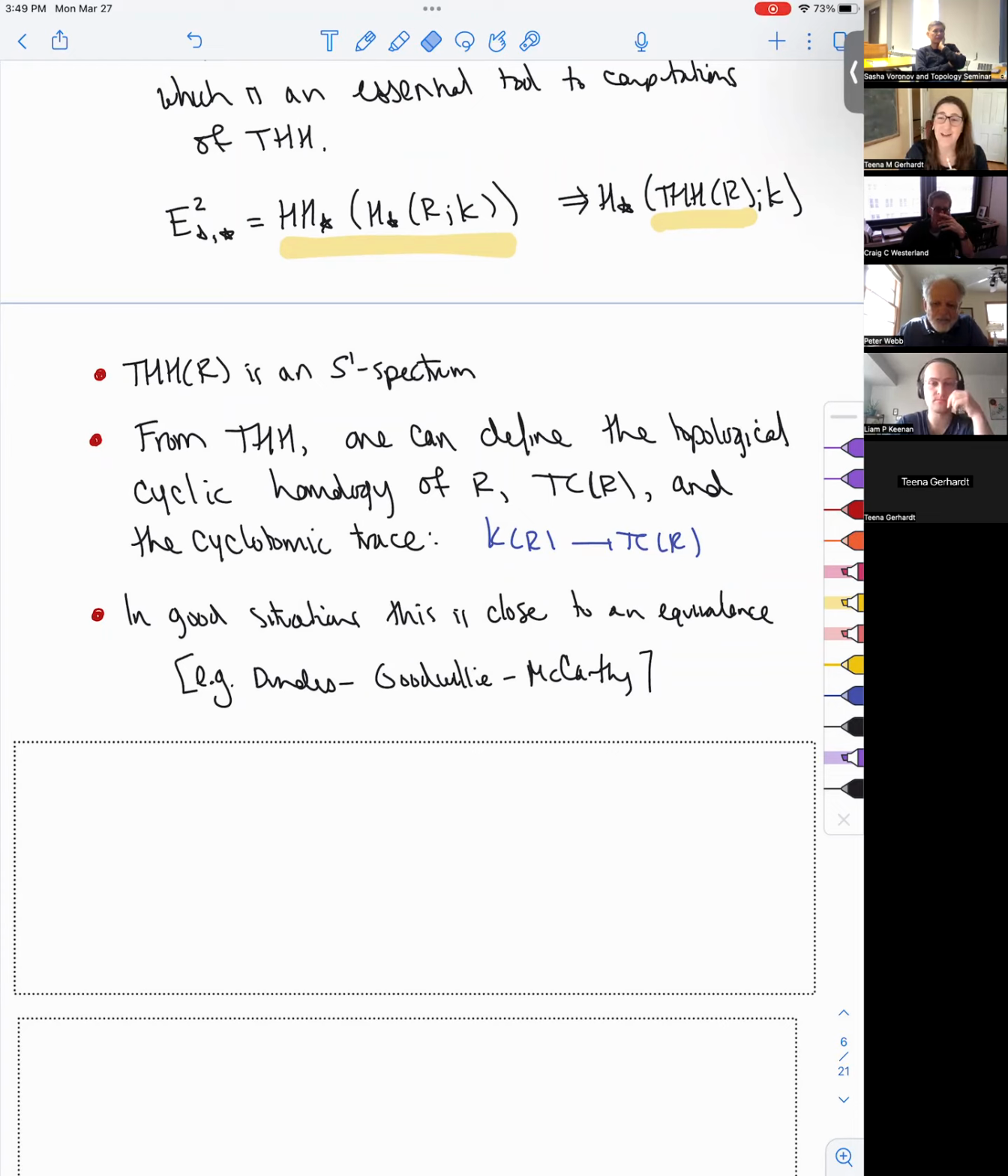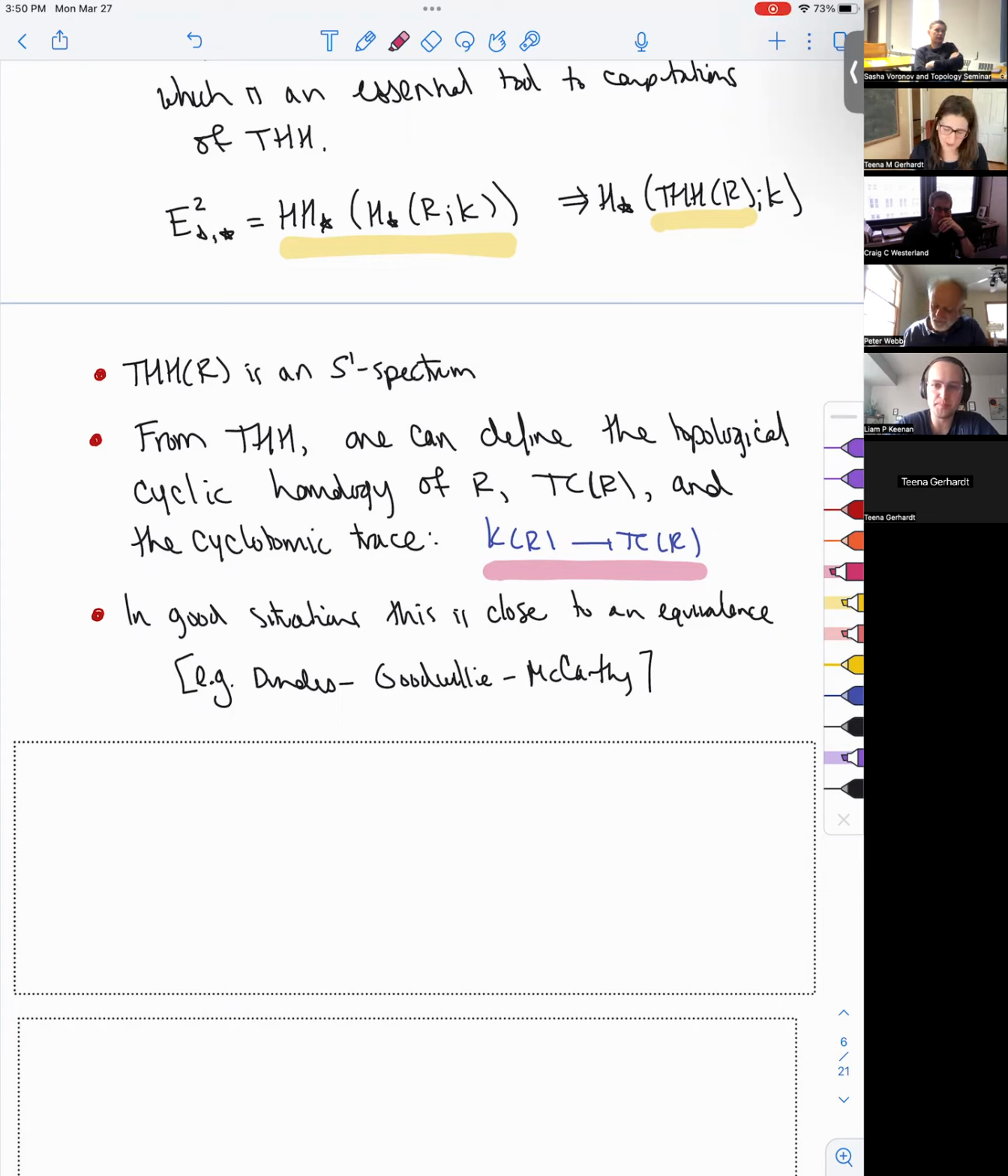But using that, you can define what's called topological cyclic homology. And this is the real approximation to K-theory that lets you do calculations. So there's a trace map from K-theory to topological cyclic homology. And my last bullet point, which is very vague, is that in good situations, this is close to an equivalence. Now, of course, there are very precise statements about this map and how close to an equivalence it is, and what the good situations are.